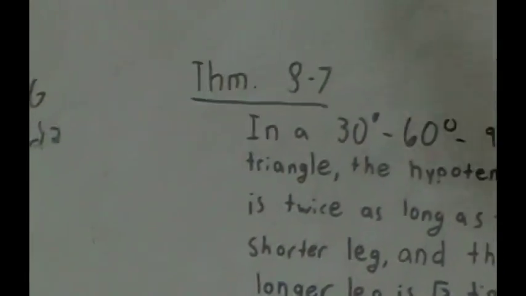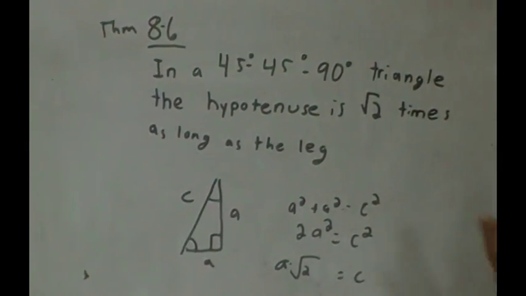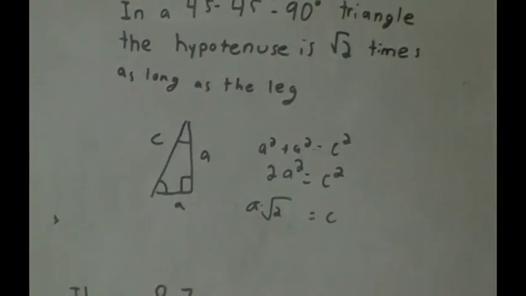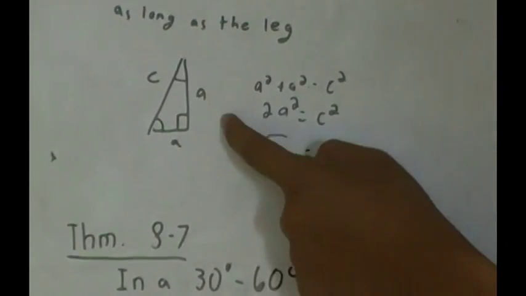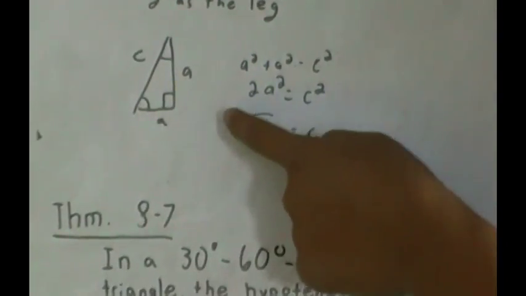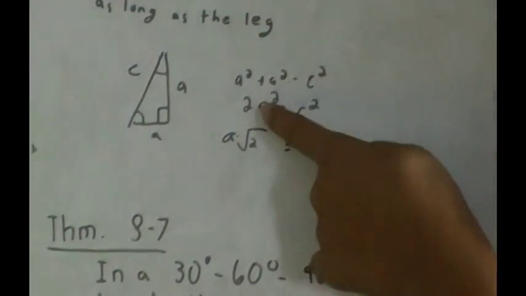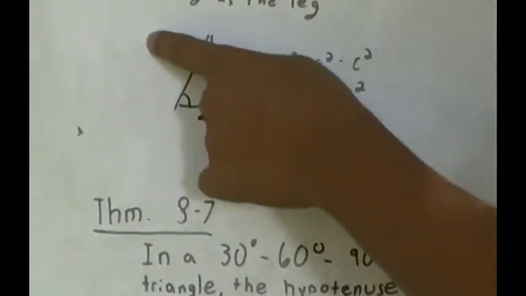Moving on to 8.4. Alright, so listen up. Theorem 8.6. In a 45, 45, 90 degree triangle, the hypotenuse is rad 2 times as long as the leg. So let's say that according to this proof, these two sides are A and this is C. Then a squared plus a squared equals c squared according to the Pythagorean theorem. 2a squared equals c squared, so a rad 2 equals c, so this is rad 2.